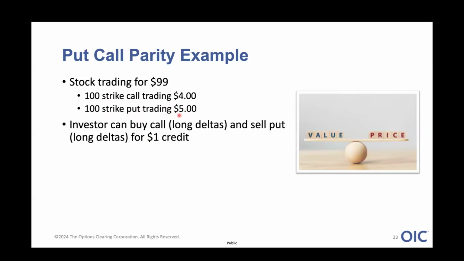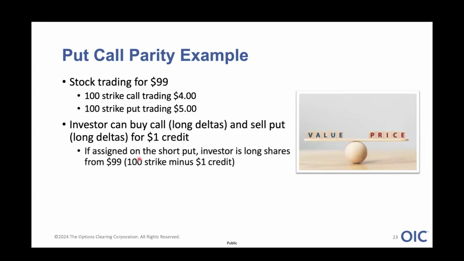By selling this put, I'm actually getting long another 50 deltas. So by buying the call, I get long 50 deltas. By selling the put, I get long 50 deltas. That's being long 100 deltas. That's the same synthetic equivalent of being long stock at 99. Okay, and why is that?